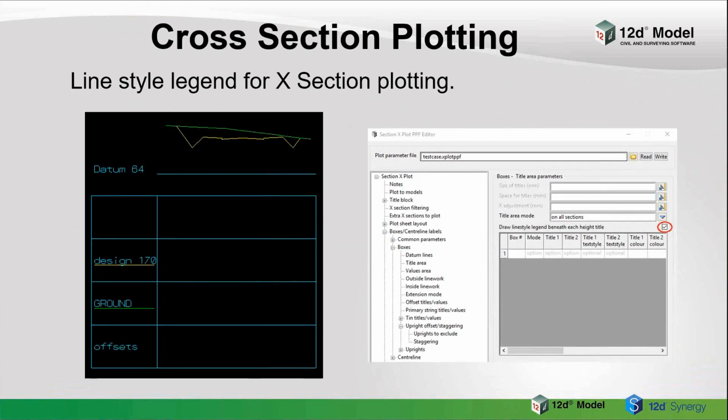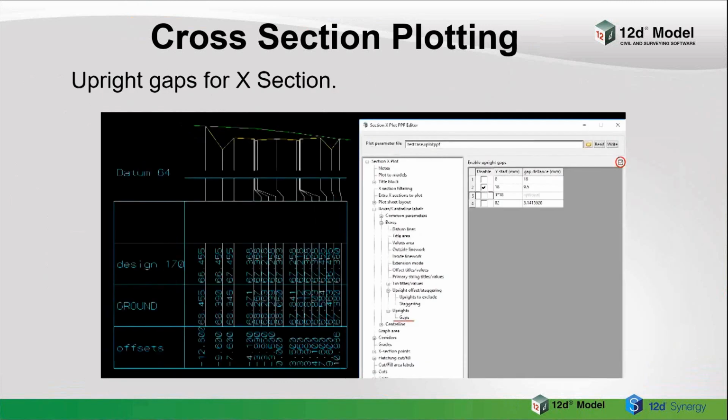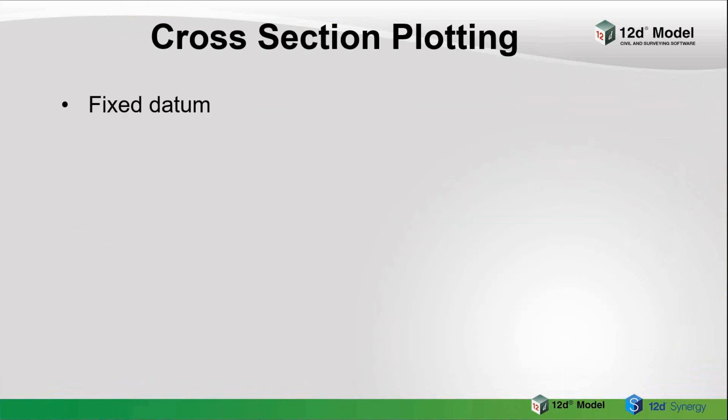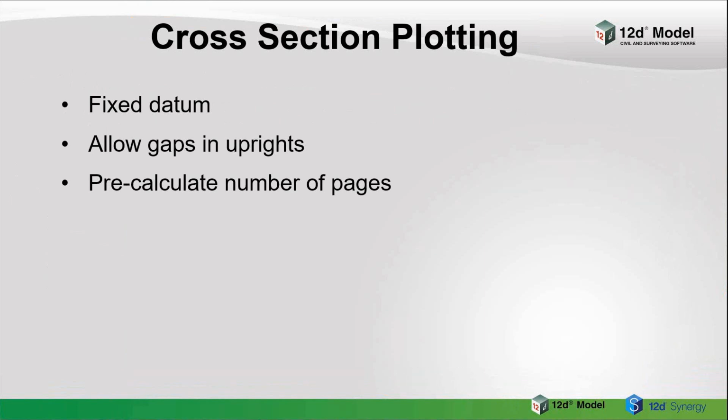You can have gaps in your uprights, so you can define gaps, stop and start points, so you can leave gaps wherever you like along a row of the cross-sections. There's also a fixed datum that's available now in cross-section plotting. We can also pre-calculate the number of pages that there will be, so we know how many there are and can say I'm doing 1 of 37, 2 of 37, and so on.